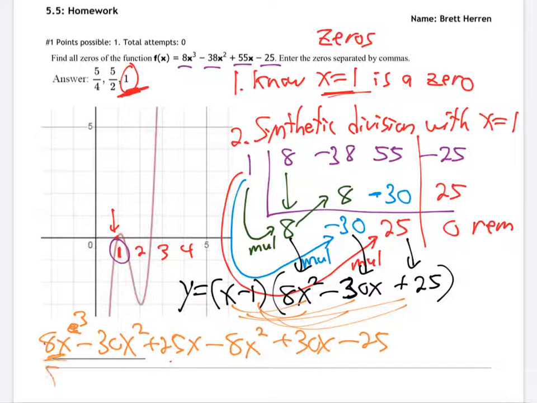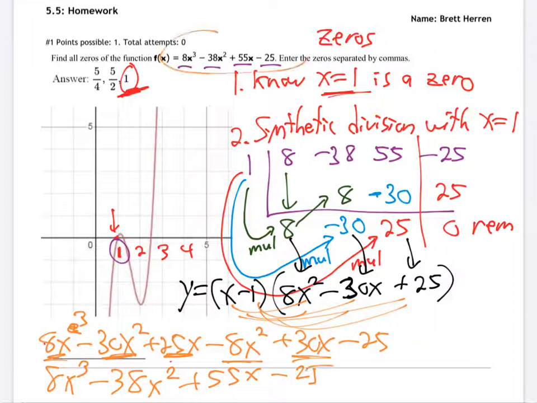Gather like terms. 8x cubed minus 30x squared minus 8x squared plus 30x plus 25x minus 25. You see? It's the same as the original, isn't it? Do you see what we're doing? We're just breaking apart the original. So far, so good. We just have one more step to go.